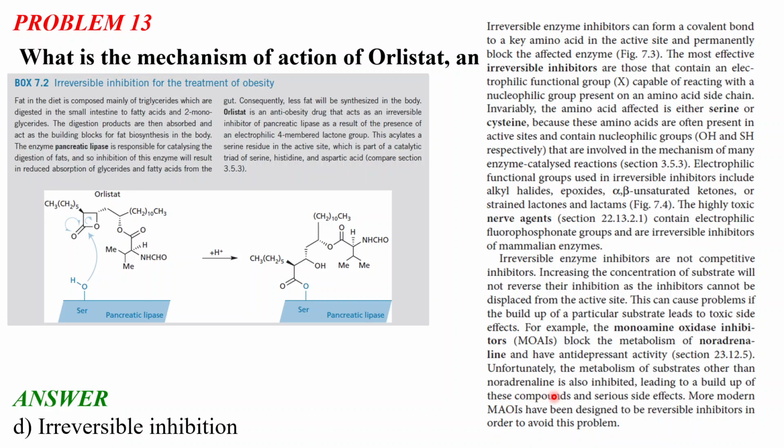For example, monoamine oxidase inhibitors block the metabolism of noradrenaline and have antidepressant activity. Unfortunately, the metabolism of substrates other than noradrenaline is also inhibited, leading to the buildup of these compounds and serious side effects. More modern inhibitors are designed to be reversible in order to avoid this problem. Okay, so option D was the correct answer. Now I will go to the next problem.